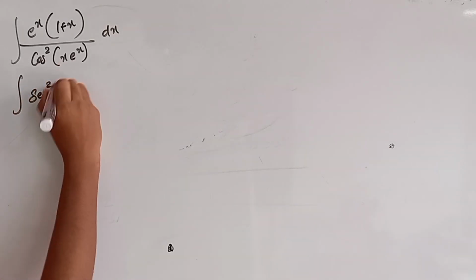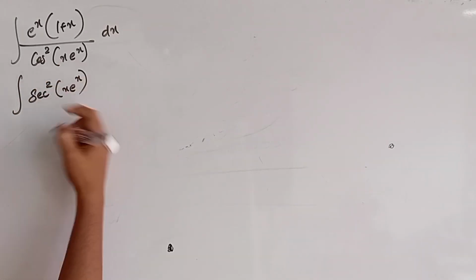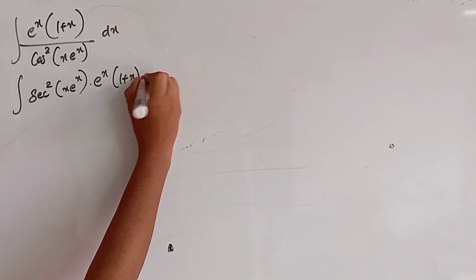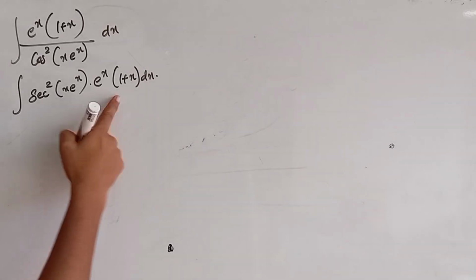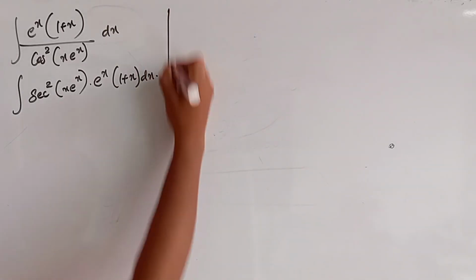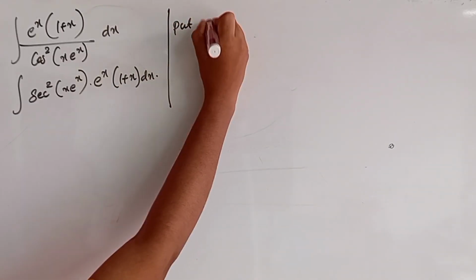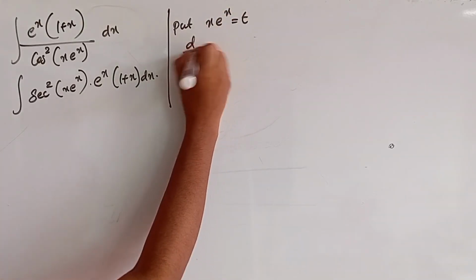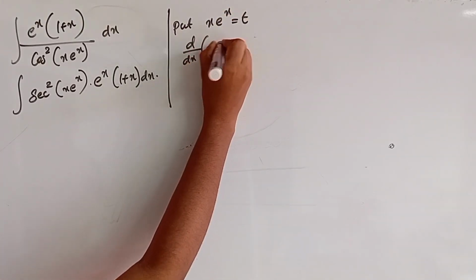Okay, the next question. Integrate the function e raised to x into 1 plus x by cos squared x e raised to x dx. Here also we know that 1 by cos squared is what? Sec squared. So this becomes sec squared into x e raised to x into e raised to x into 1 plus x dx. Now we put x into e raised to x equal to t.